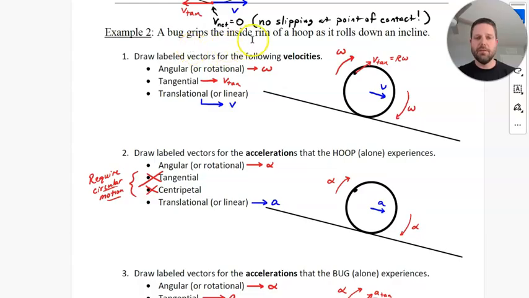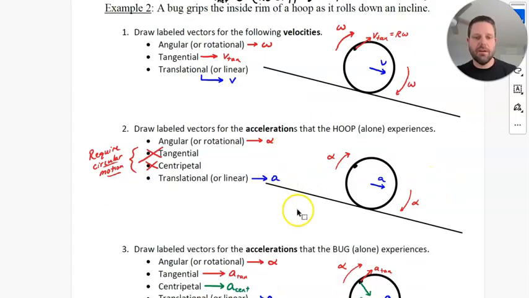So if a bug is inside the rim of a hoop that's rolling down an incline, which of the following vectors are there for velocity? And so angular, yes, there would be an angular velocity here, right, because it's spinning. Because we're tracking then the bug here, which is on the inside of the rim, that would be moving in a circle. So it would have a tangential velocity. And this also has a translational velocity since the hoop, which the bug is glued to or attached to, that center of mass, or the pivot point in this case we could think of, is moving in a straight line. So it would have all three of these.